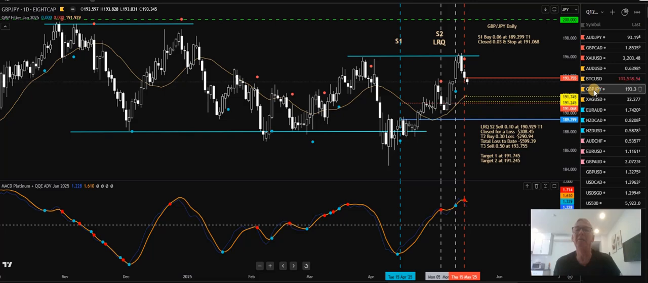Pound yen is a similar sort of situation. Took a buy back here on the 16th of April, so that's going all right. There's a stop in place there. Again, I could probably move that stop up. I'll probably do it on Tuesday or something like that.